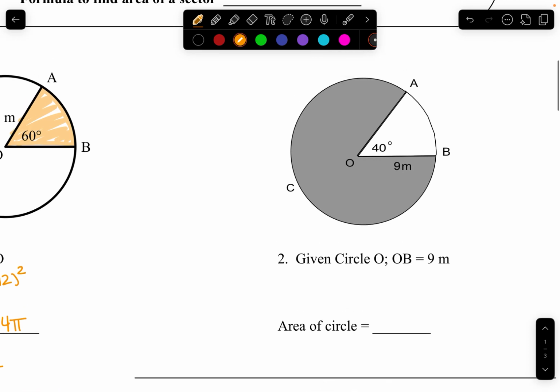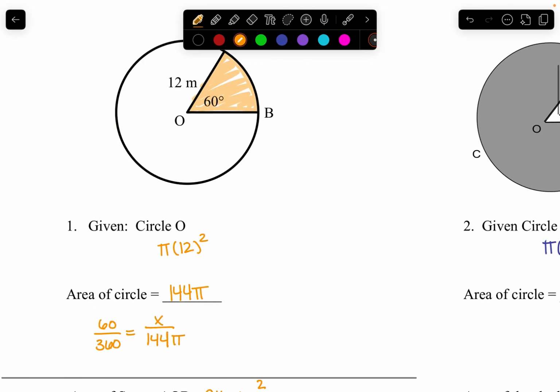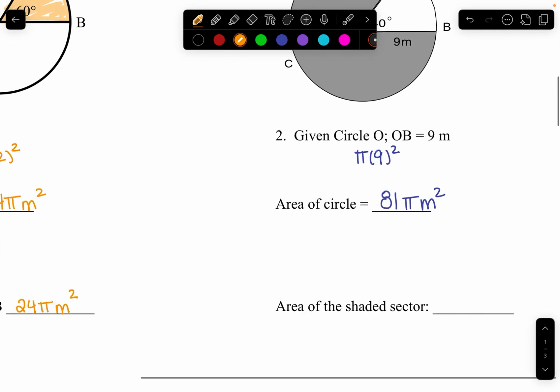Let's come over here and look at this one. We need to find the area of the circle. And again, we're finding just the total area on this one. So that's going to be pi times our radius squared. So that is 81 pi meters squared. I definitely didn't put units on this one. Meters squared. And then again, I'm going to use that whenever I go to find the sector area.